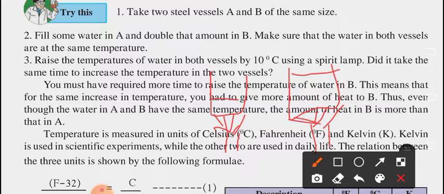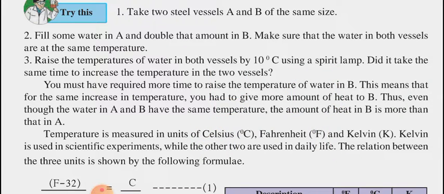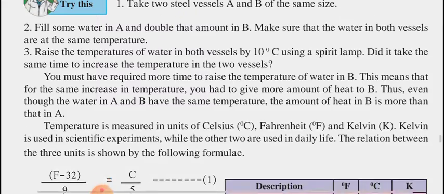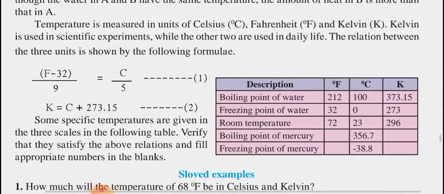So did it take the same time to increase the temperature in the two vessels? Obviously no, because here the amount of water is greater than the amount of water in vessel A. So we must require more time to raise the temperature of water in vessel B. This means that for the same increase in temperature, we had to give more heat to vessel B. So we can say that even though the water in A and B have the same temperature, the amount of heat in B is more than A, because the amount of water in B is more.